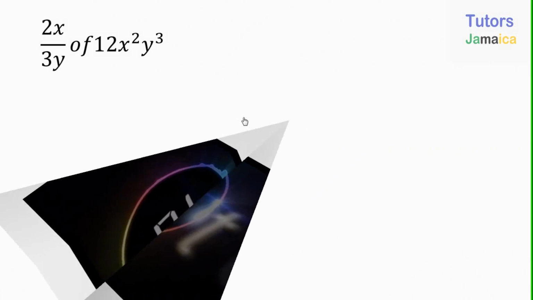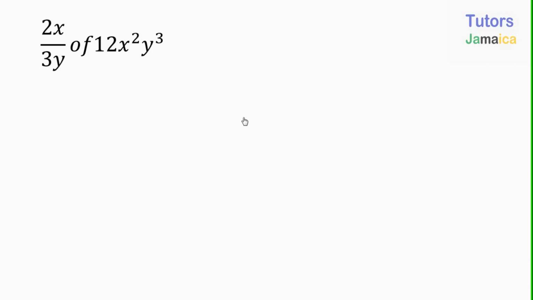So this one, 2x over 3y of 12x squared y cubed. So the first thing, what does "of" mean? When we say "of", if we say half of 12, how do we get that? We actually multiply. So we multiply half by 12, and that's what we're going to do in this case. We change the "of" to multiply, and what we have here is 2x over 3y times 12x squared y cubed.